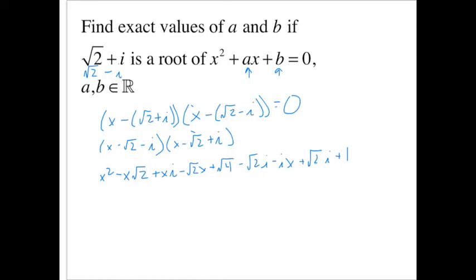Go through, eliminate what I can. So it looks like I've got a minus 2i and a plus 2i, a plus xi and a minus xi. And so it'll leave me with x squared, and then I've got 2 of these negative root 2x's, so minus 2 root 2x. And then root 4 is 2, plus 1 would be plus 3, and therefore I have the exact values of a, which would be negative root 2, and b, which would be 3.